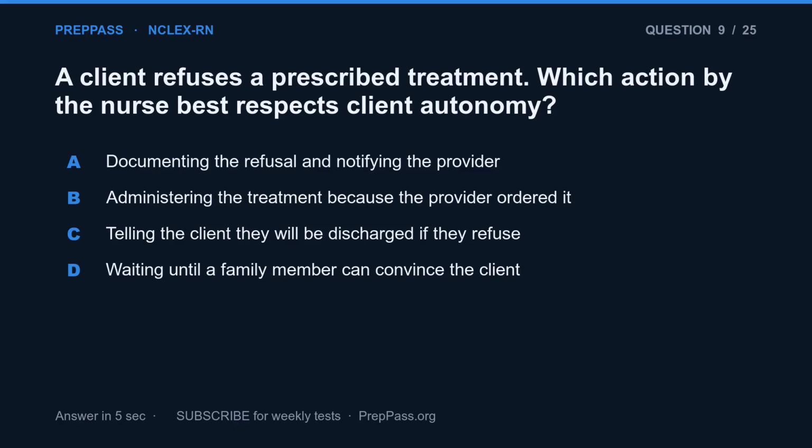Question 9. A client refuses a prescribed treatment. Which action by the nurse best respects client autonomy? A. Documenting the refusal and notifying the provider. B. Administering the treatment because the provider ordered it. C. Telling the client they will be discharged if they refuse. D. Waiting until a family member can convince the client.